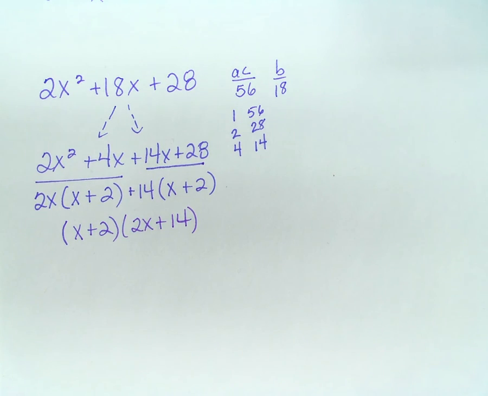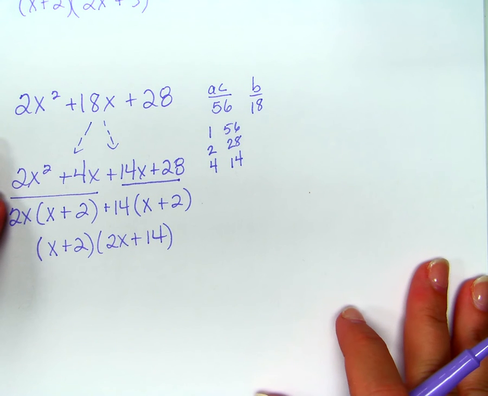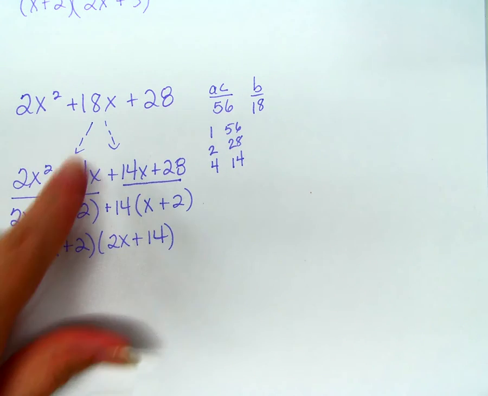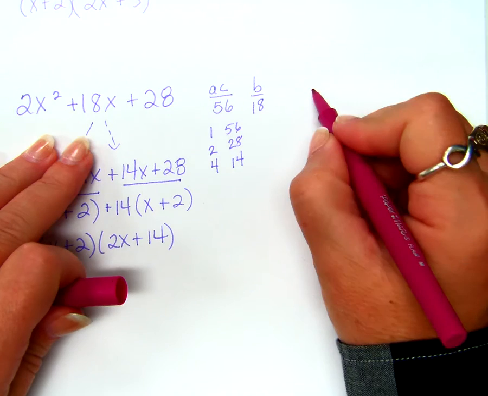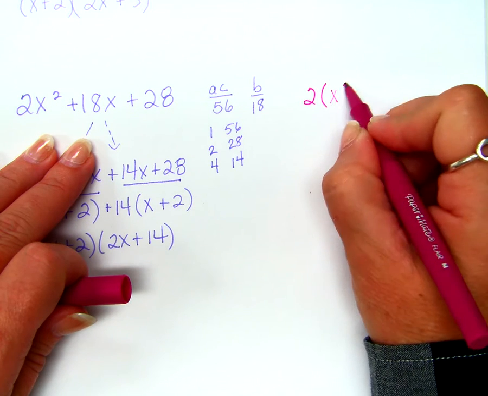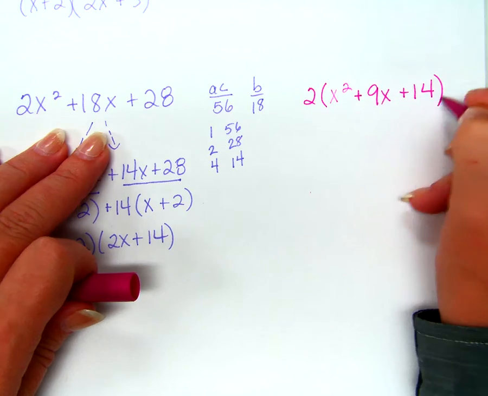Okay, so you remember that crazy kid from earlier? Can I show you what he did this time? He said to himself, "Self, what if instead of doing that, what if I found the GCF first?" Does this one have a GCF? What are they all divisible by? What if I factor out a 2 first? Wouldn't that give me x squared plus 9x plus 14?